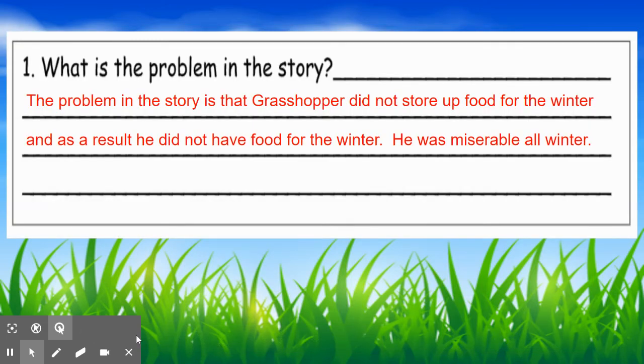All right, so let's take what we learned from the grasshopper and ants and apply it to our questions that we talked about earlier. So what is the problem in the story, The Grasshopper and the Ants? Well, the problem in the story is that the grasshopper did not store up food for the winter. And as a result, he did not have food for the winter. And he was miserable all winter. He was starving. He didn't get to eat because he didn't store up any food. So now we know what the problem is.